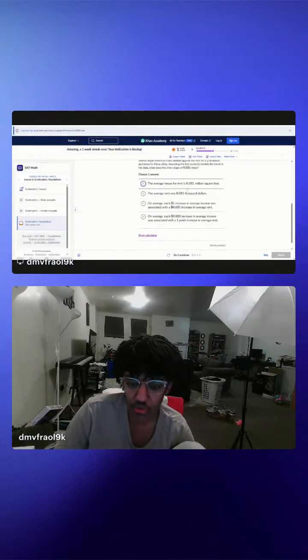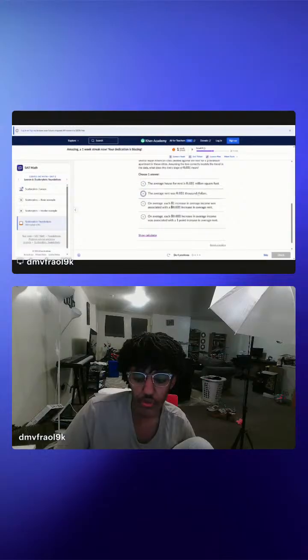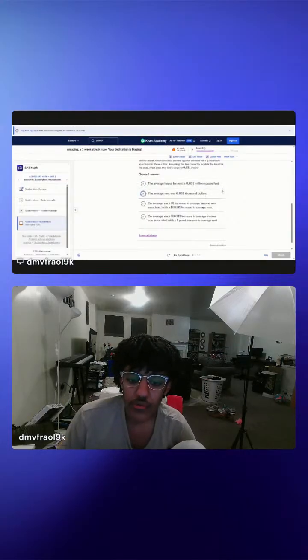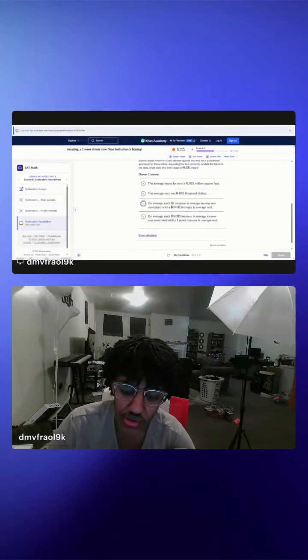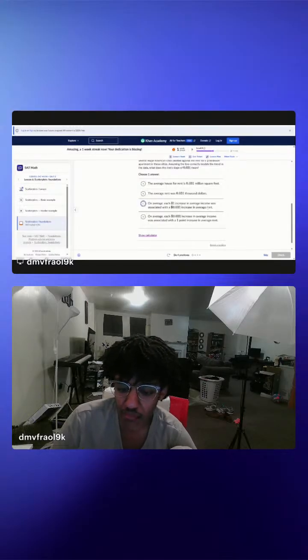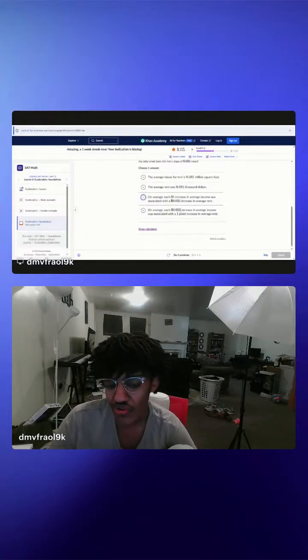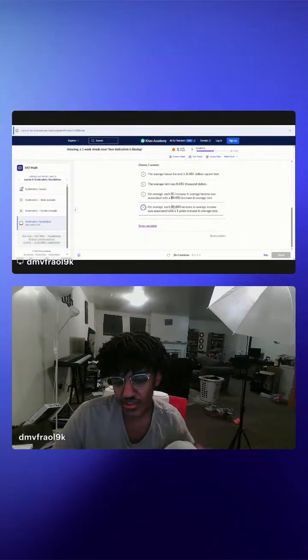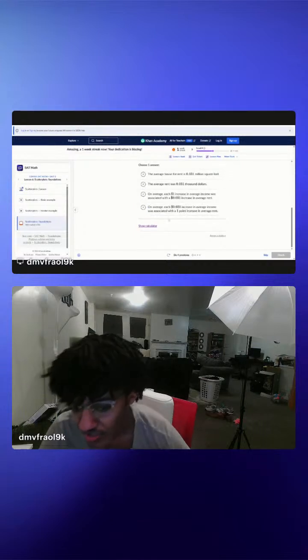The average house for rent is 0.031 million square feet. The average rent was $0.031 thousand. On average, each $1 increase in average income was associated with a 0.031 increase in average rent. On average, each 0.031 increase in average income was associated with a 1 point increase in average rent.